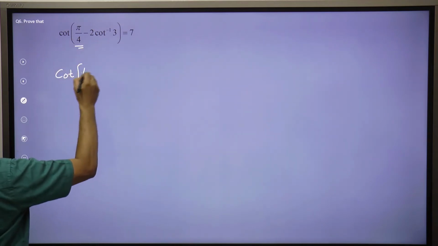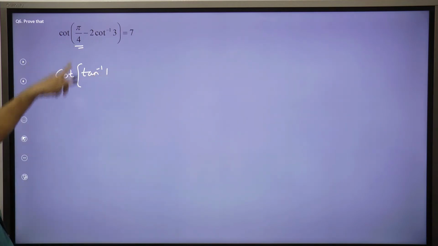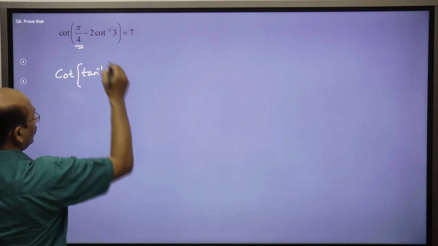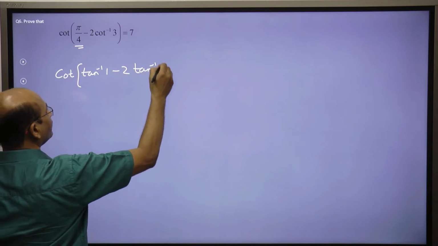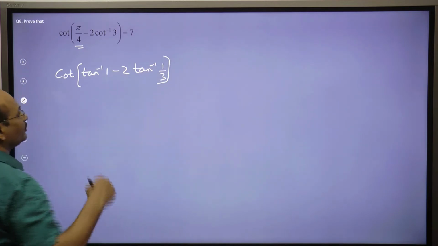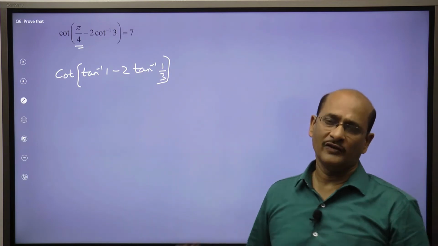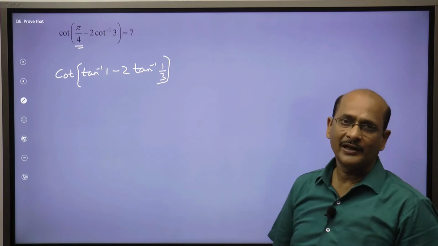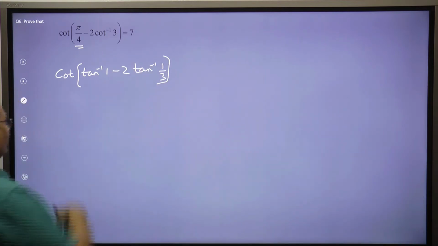Pi by 4 I can say tan inverse 1, because tan of pi by 4 is 1. So, tan inverse 1 is pi by 4 minus, hold your breath, 2 as it is, cot inverse 3 I can say tan inverse 1 by 3, because you know there is no breakthrough in cot inverse ratio. So, best is I convert into tan inverse 1 by 3, because tan and cot are inverse of each other. And now I can apply. Now, this is not a problem.